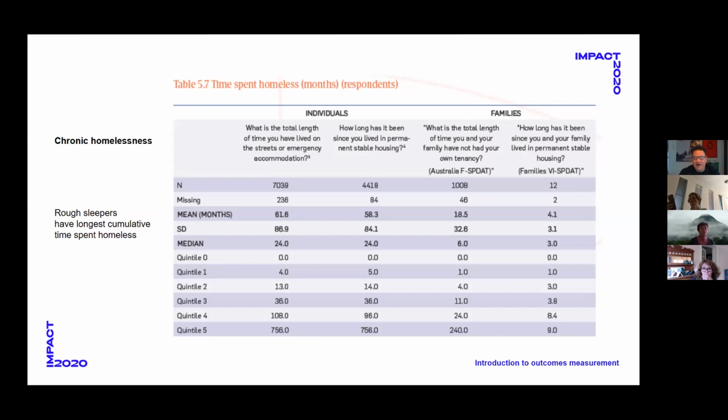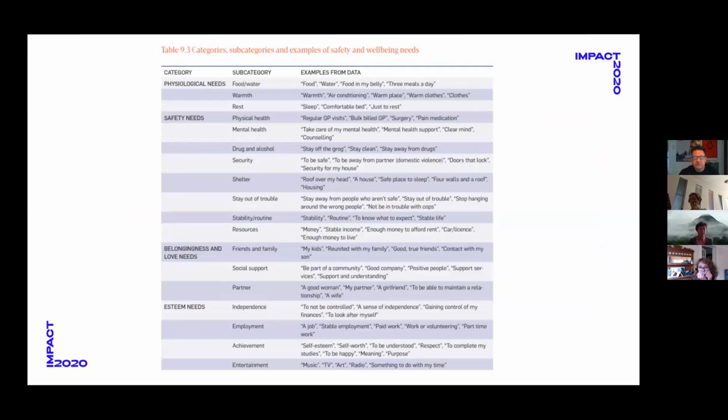Notice there, in terms of duration, how you've got short durations occurring, and then you have a group with very, very long durations. So that's quantitative data. But what was really interesting to us was there was a question, which was, what do you need to be safe and well? And we actually analyzed that across 4,000 responses and did some coding on it. What was interesting was how well you can see, I think, in this, Maslow's hierarchy of needs came in.